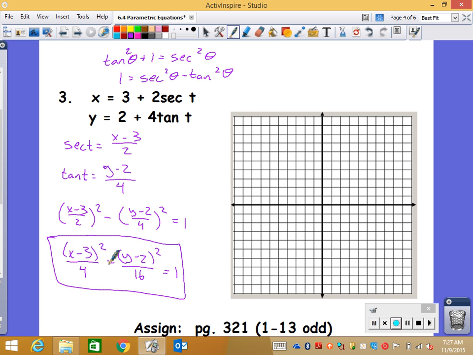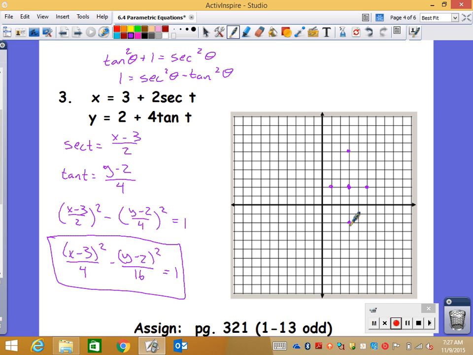So what I start with is I start by plotting my center again. Well, what am I subtracting x by? 3. What am I subtracting y by? 2. So my center is (3, 2). That's not different. Again, I'm going to see how far am I going left and right, up and down. Well, left and right, I'm dividing by 4, so I go 2 units to the left, 2 units to the right. How far am I going up and down? Well, I divide y by 16, so I go 4 units up. 1, 2, 3, 4. 4 units down. 1, 2, 3, 4.